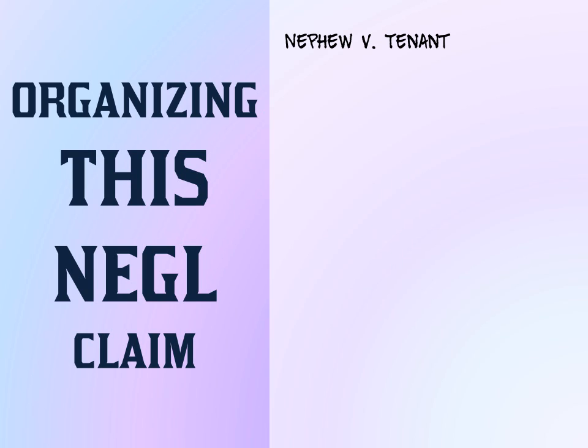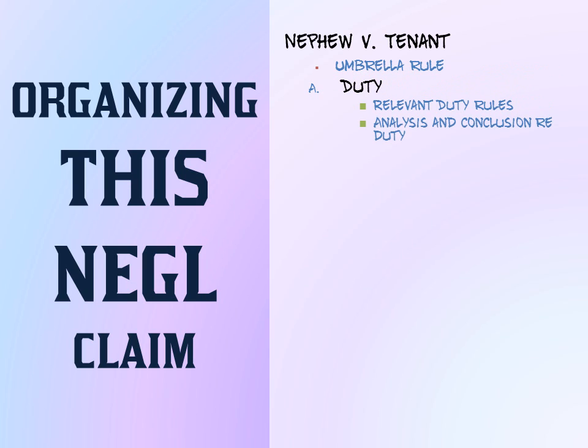So we start with nephew versus tenant, and then we're going to give our umbrella rule, which is the elements of negligence. Then, can you guess what we're going to do? Yes, we're going to go to the first element of a cause of action for negligence, which is duty. And we're going to analyze that. So first we'll give the relevant rules regarding duty. Again, you don't need to give every rule on the face of the earth regarding duty. You just want to give the ones that are relevant. Then you want to analyze whether there's duty and reach a conclusion.